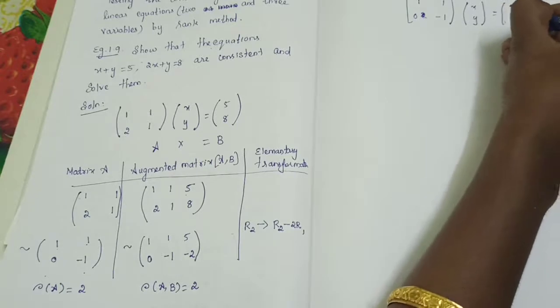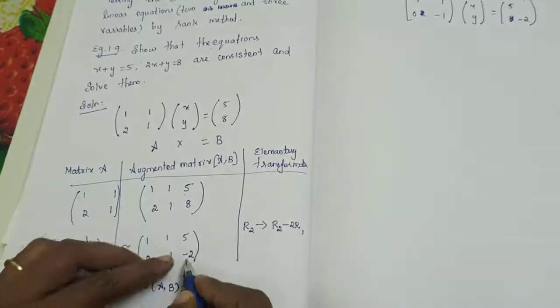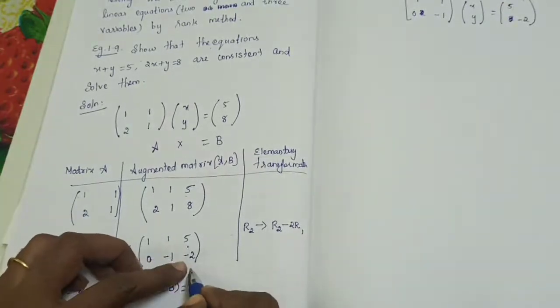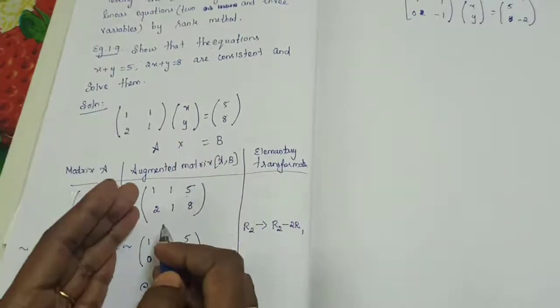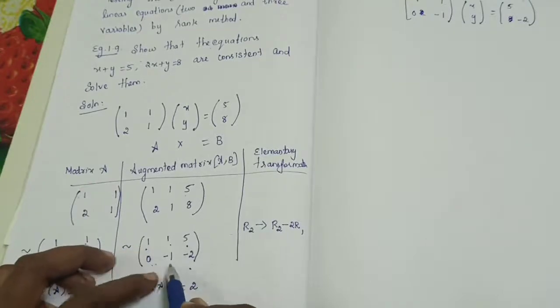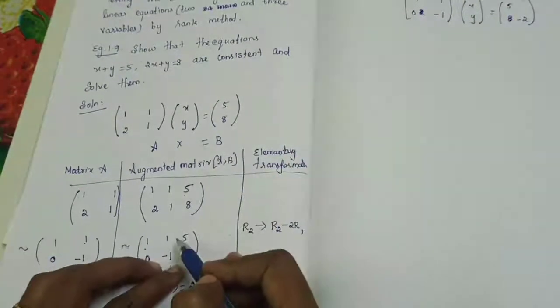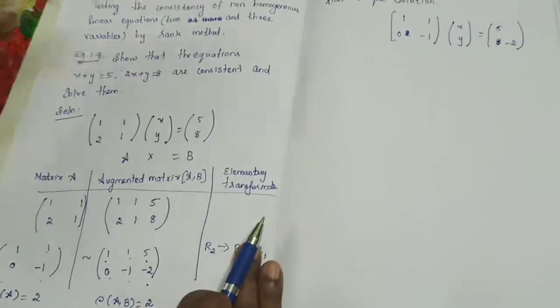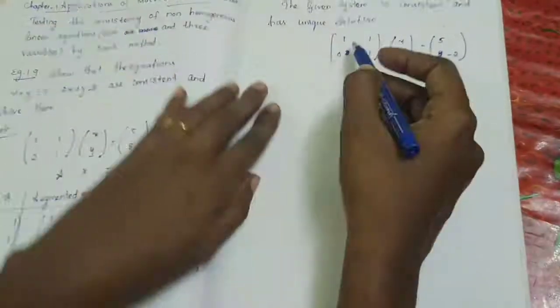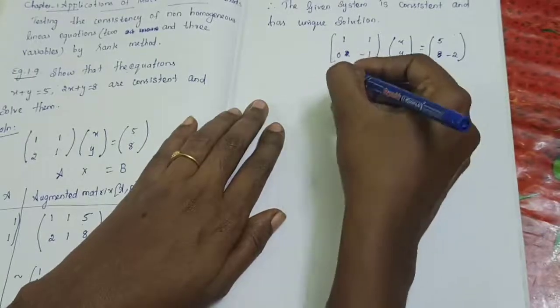Sorry, 5 minus 2. Okay, this also has changed. So 5 minus 2. You need to find it correctly. So otherwise no problem. You just see this. So 1, 1, 0, minus 1. This is A. Okay, x, y. Then this is the b value, 5 minus 2. Got it? Okay, clear?